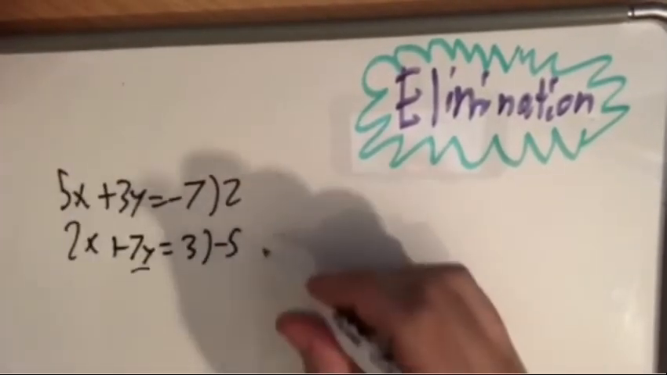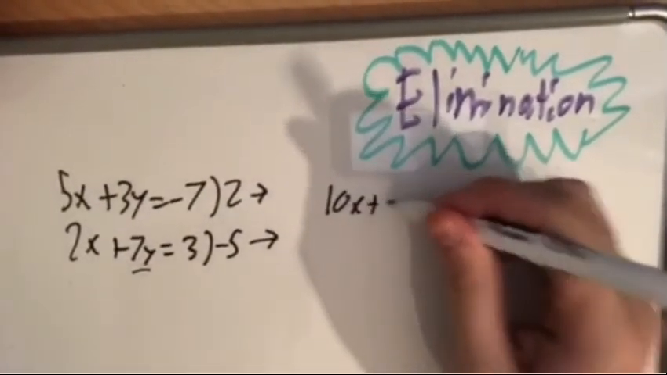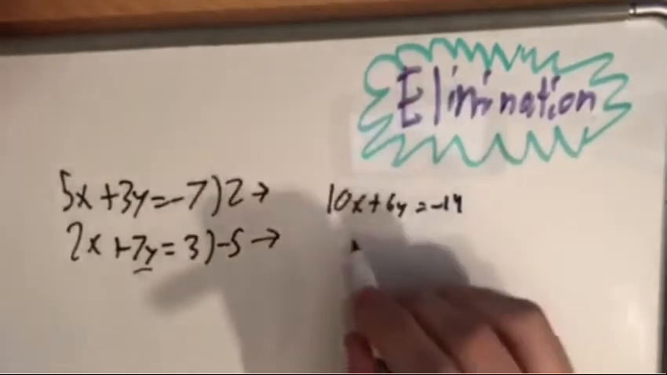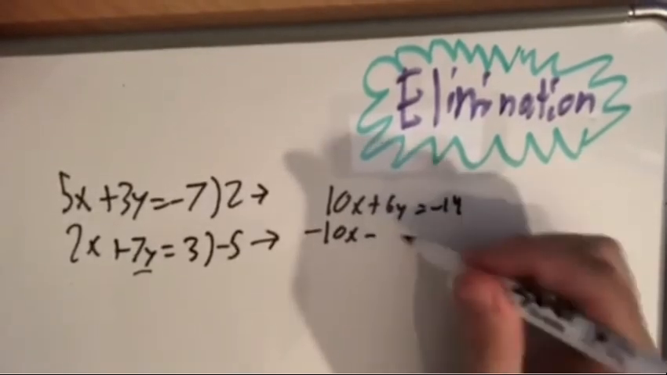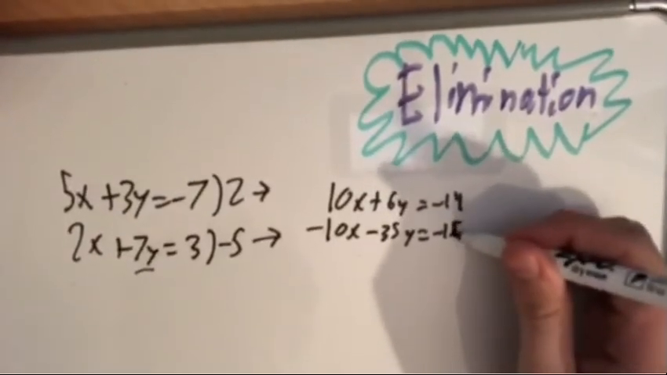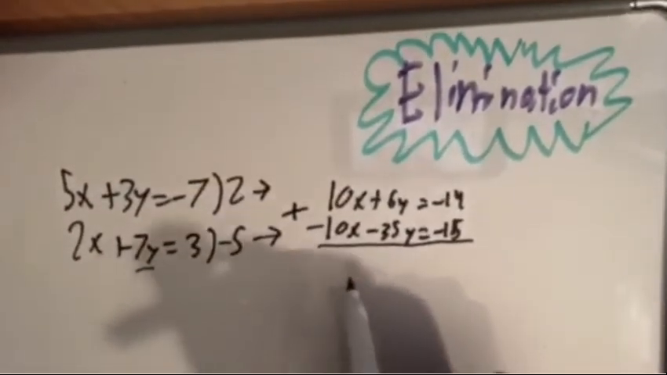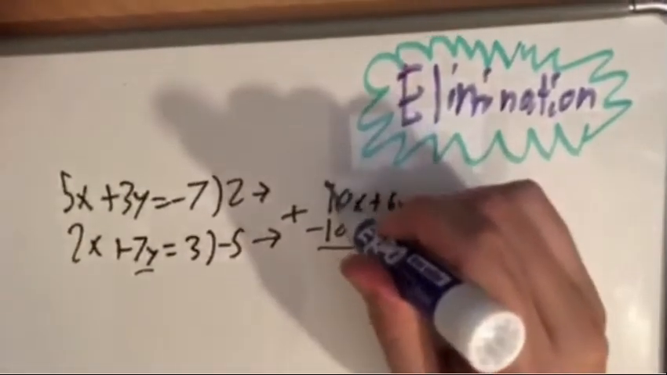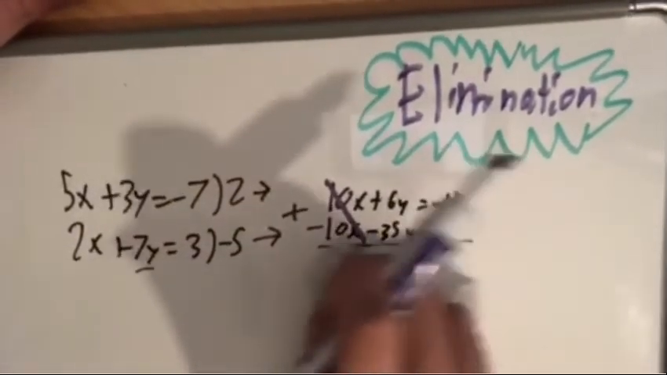So we get our new equations over here, which are 10x plus 6y equals negative 14. And then our next equation is negative 10x minus 35y equals negative 15. This is our new equation. We're going to add a big old plus sign right here, and then here comes the elimination part. The x's eliminate themselves and become 0, but we don't show that. That's the little secret. We don't show that part, but just know that it's 0.